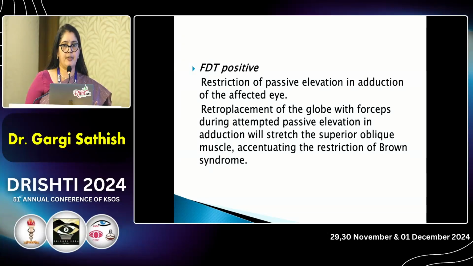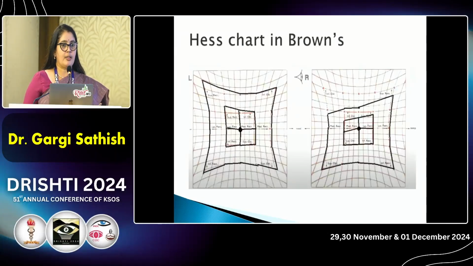Again, the FDT is very important. You should all know how to do an FDT on the oblique. And you should know that a retroplacement or pushing the globe with the forceps into the orbit will further stretch the already stretched out superior oblique and accentuate the restriction. So this is a classic question of Hess chart in Brown's.